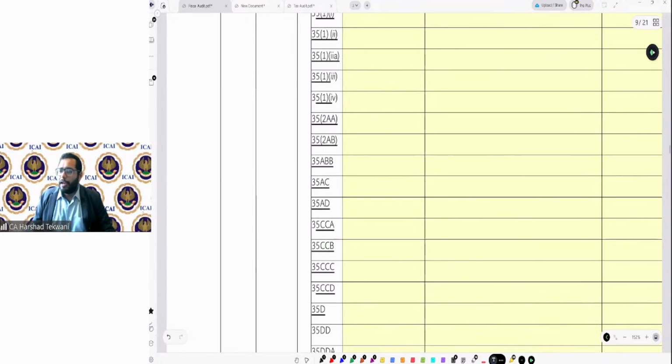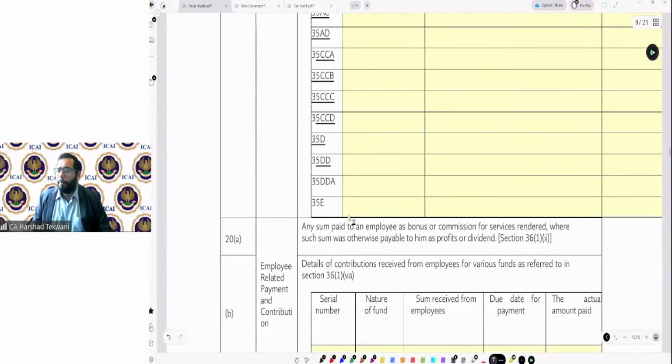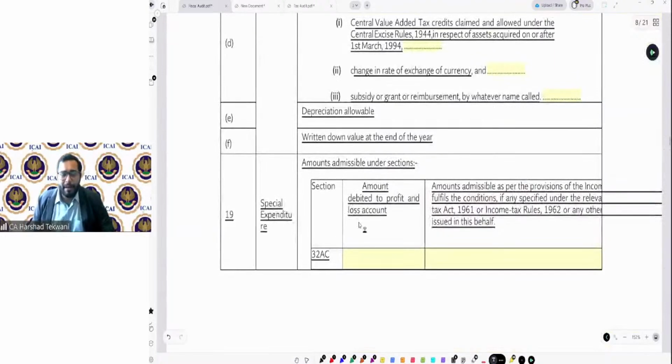35D, expenditure by an Indian company on amortization of preliminary expenses. 35D, expenditure by an Indian company for the purpose of amalgamation or demerger. 35DDA, expenditure by way of payment of any sum to an employee in connection with voluntary retirement or a voluntary retirement scheme. And 35E, deduction on expenditure on prospecting or extracting or production of certain minerals. So these are certain sections wherein if you have any amount debited to the profit and loss account, you need to mention that amount plus the admissible expenditure under the Income Tax Act.